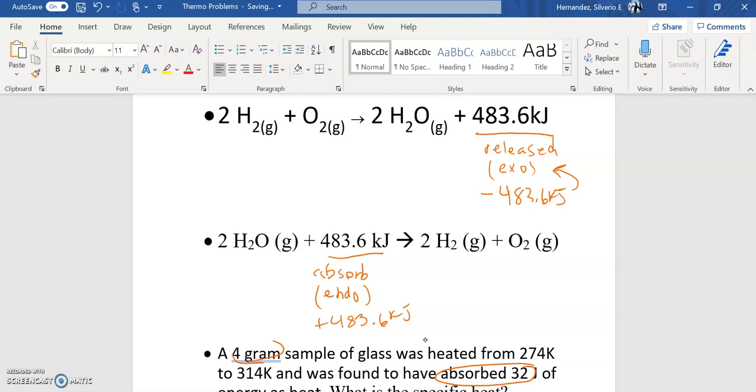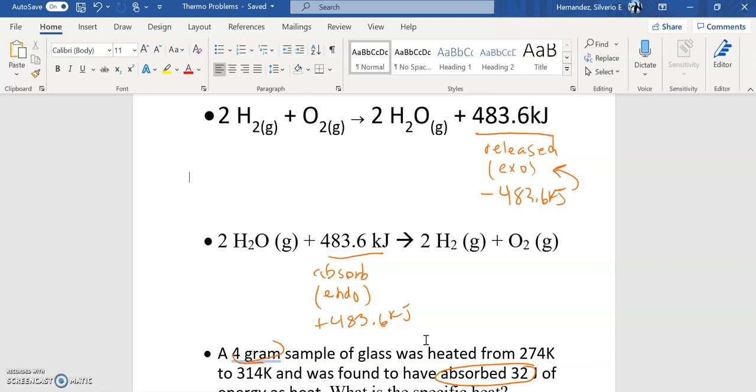Thinking back to the bank account that I was telling you about, if you're putting money in, your balance is going above zero, so you're gaining more money, more money, more money right here. How are you gaining that money? You're taking the money into the account. So here, this is a positive value for the 483.6 kilojoules, and that's positive because it's endothermic, right?